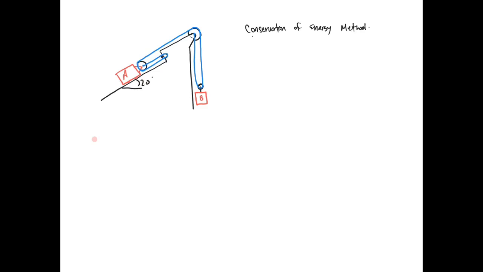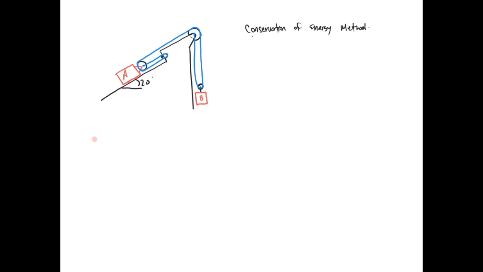In the previous video, I explained this problem and all of the details of it, so I won't do that again here. But here we're going to solve the problem in a different way. This time, we're going to solve the problem using the conservation of energy method. This problem has a lot of parallels with the work energy method, but it is different, and so it's really important to notice the subtle differences.